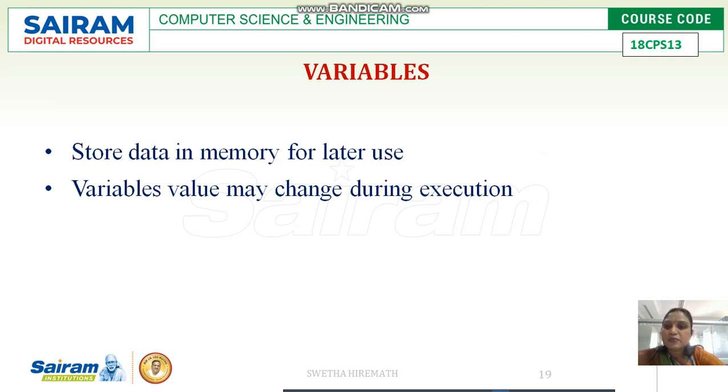So what are these variables? Variables store data in memory for later use. A variable's value may change during the execution. So during execution, whatever values we give for the variable, whatever we type from the keyboard, that value will be considered, or after execution of a program, if any value has to be assigned to that variable, then that will be considered. So the variable stores data in memory for later use, and its value may change during the execution.